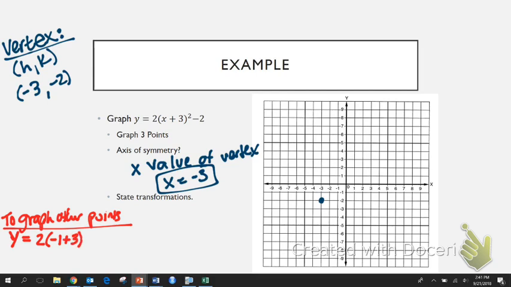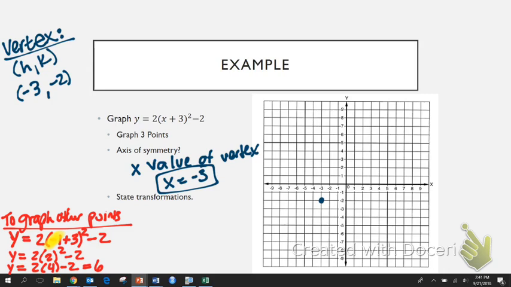So I get to choose the x value that I plug in. It doesn't matter what x value you choose as long as it'll show up on the graph. So if I finish this up, I have 2 times 2 squared minus 2. So I have 2 times 4 minus 2, which is equal to 6. So I chose negative 1.